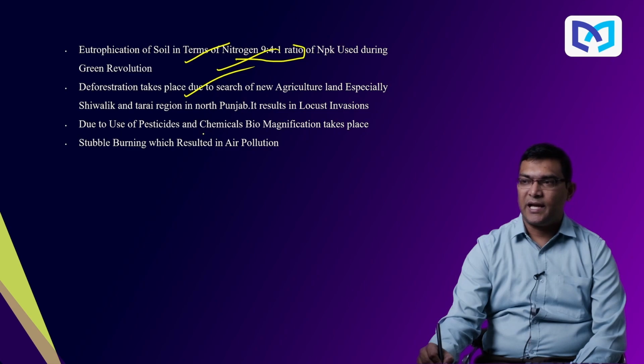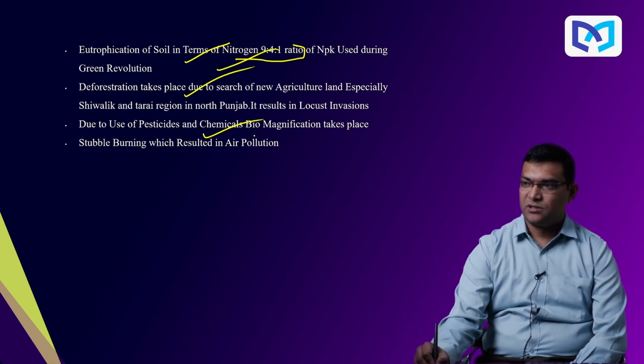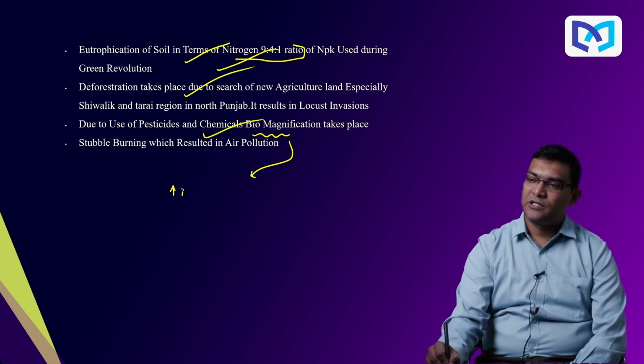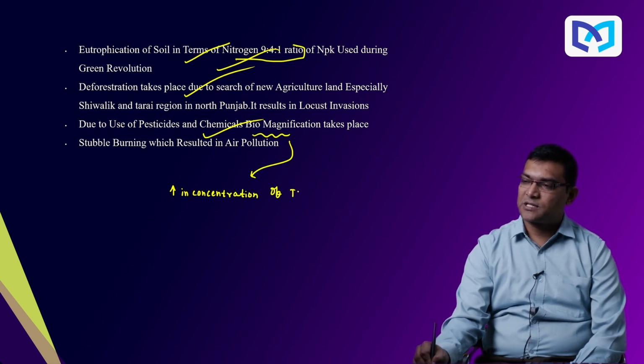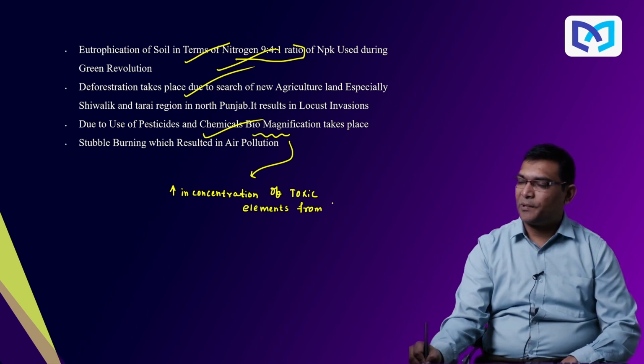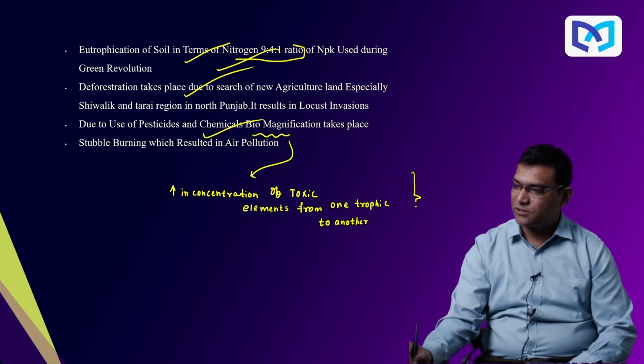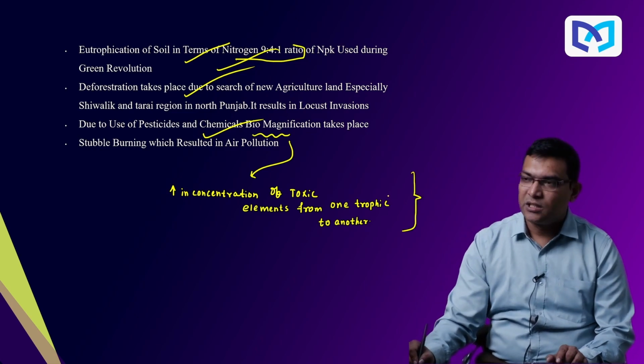Deforestation took place. Excess use of fertilizers. Biomagnification, okay, the increase of concentration. Biomagnification means increase in concentration of toxic elements from one trophic level to another. That is the meaning of biomagnification. Okay, so these are the things that have taken place.